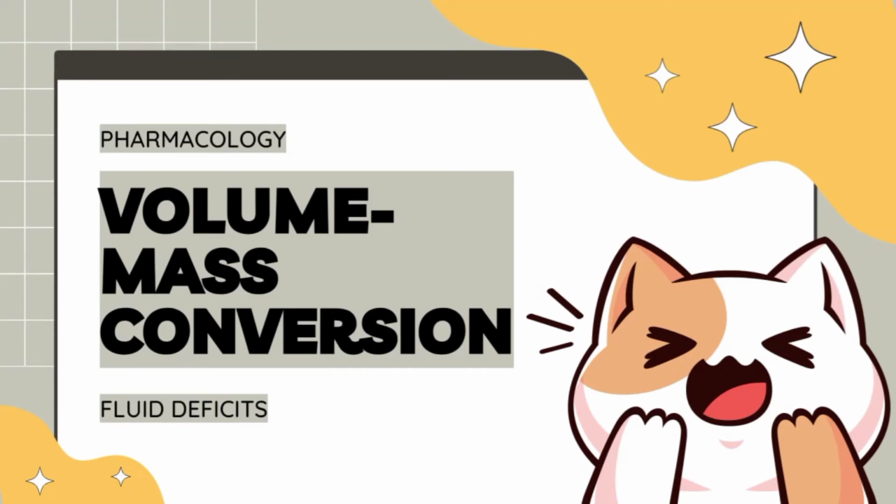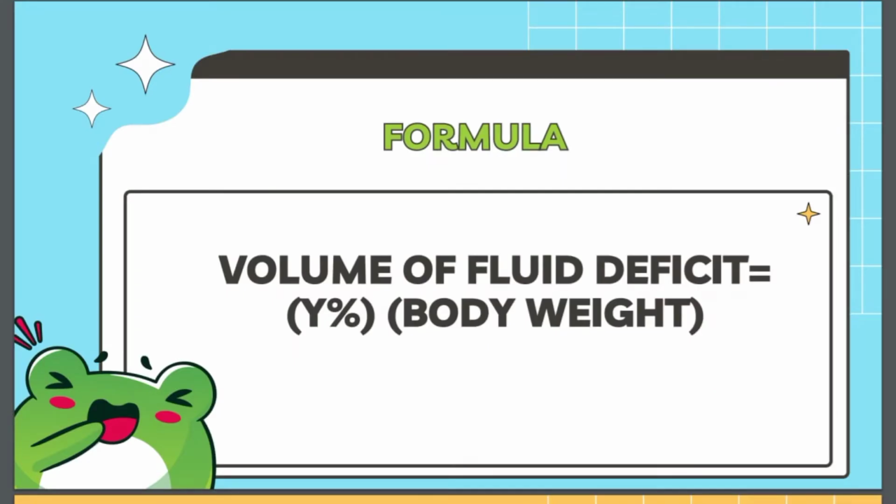Volume mass conversion. Here's the formula in solving for volume of fluid deficit. Let Y be the value of fluid deficit in percentage. So, fluid deficit multiplied by body weight results to the volume of fluid deficit.